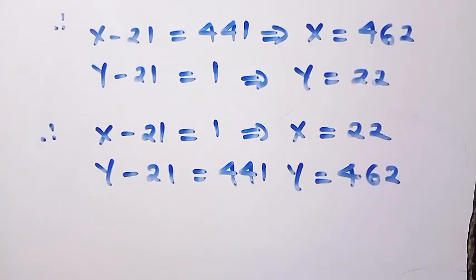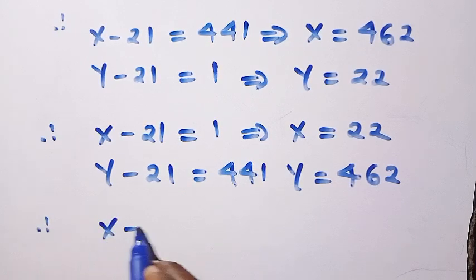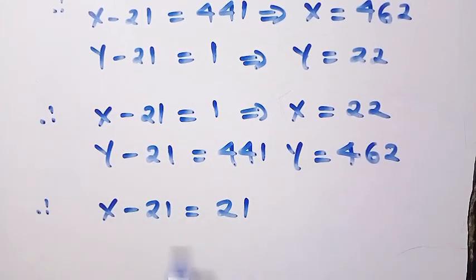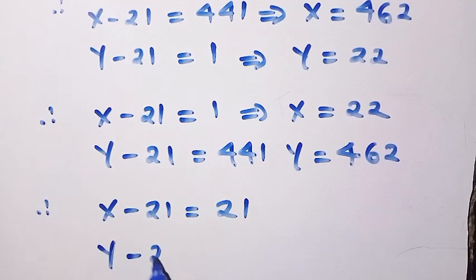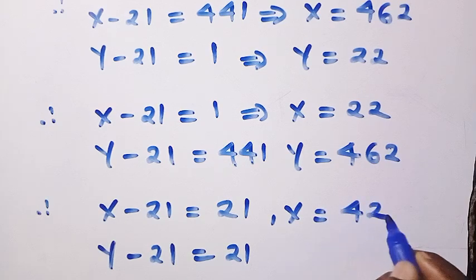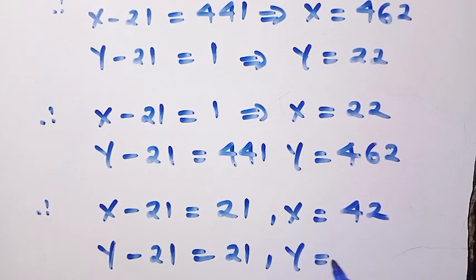And for the last case, we have x minus 21 equals 21, and again y minus 21 equals 21. So we have x equals 42 and y equals 42. So this is what we have for this, and from the given question we are asked to find x plus y.